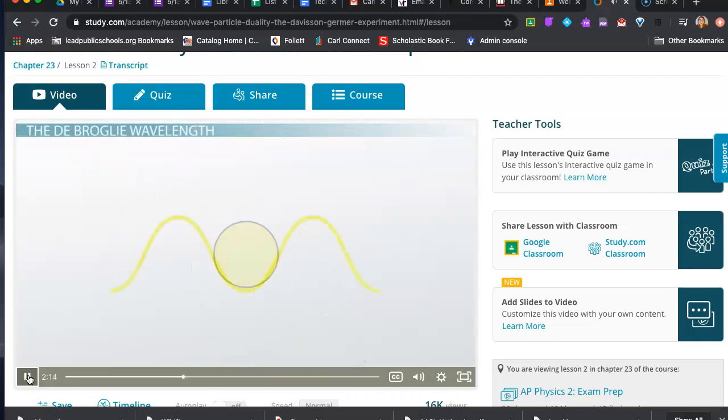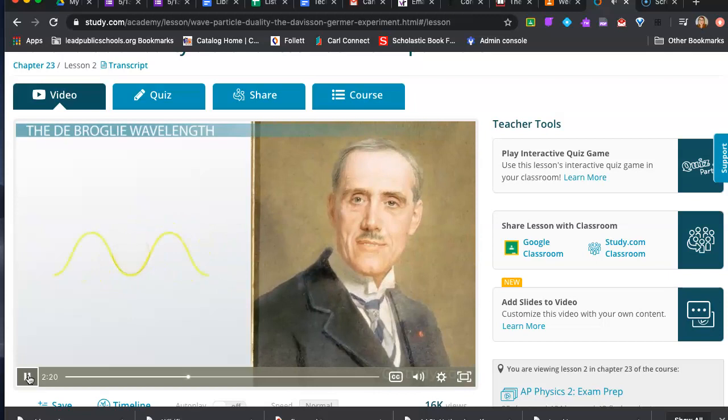Now that it had been shown that particles and waves were one and the same thing, it was time to put some mathematics to it. De Broglie did this as part of his dissertation. He suggested that if something was a particle and a wave, then it must have both a wavelength, like a wave, and a momentum, like a particle, and that these things must be related to one another.